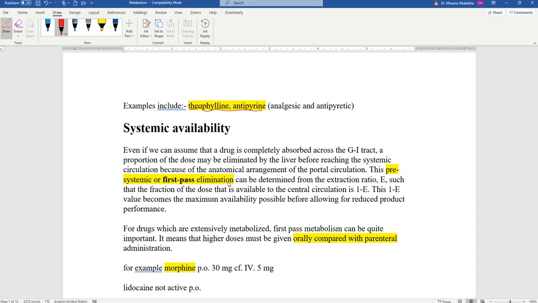Is that clear? Okay, when we talk about systemic, not systematic, systematic is a different thing. Systemic availability. You are taking, for example, the drug orally. Let's suppose that all of the drug gets absorbed. Pay attention to the term. All of the drug gets absorbed. That doesn't mean that all of the drug will reach the systemic circulation. Why? Because there is a pre-systemic, or what we call first pass elimination.